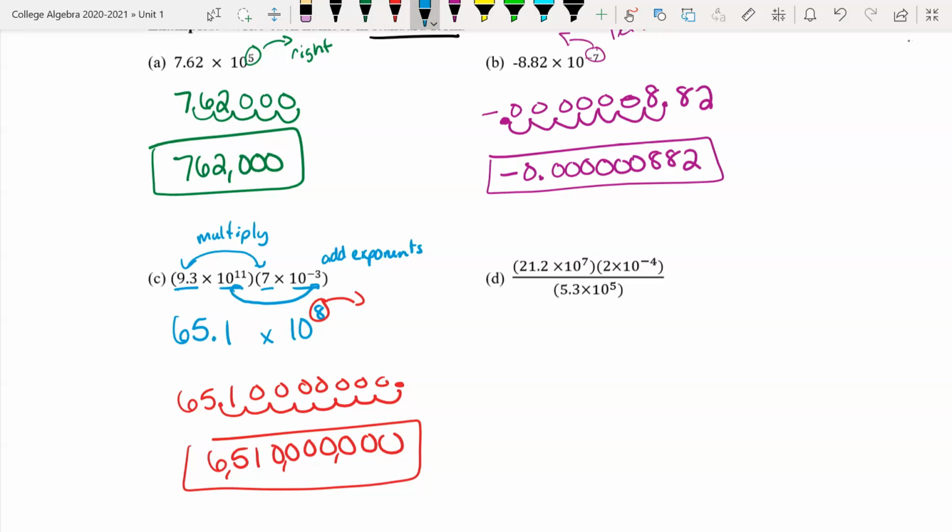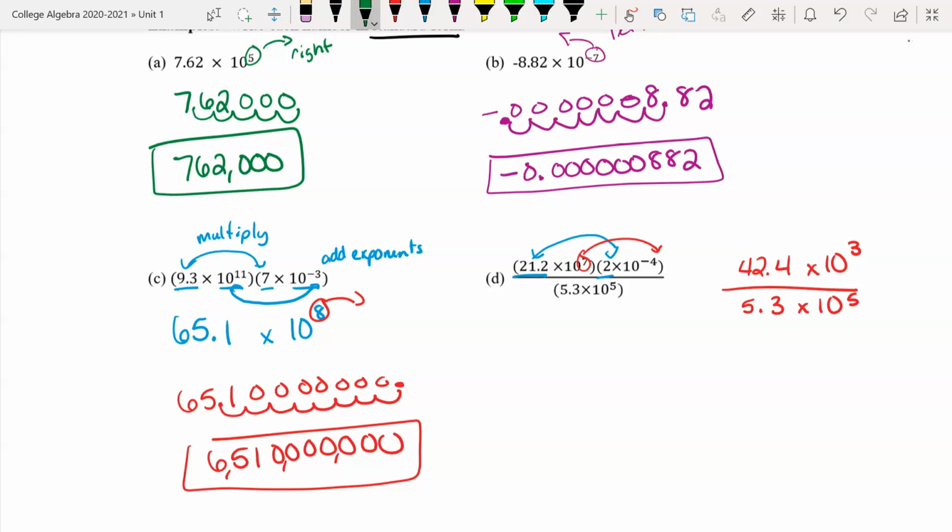All right. So multiplication's not too bad. I think the division one's the harder one, so be careful. Go ahead and do the top first because there's 2 here. So same thing, we're going to multiply. We're going to add our exponents. So 21.2 times 2 is 42.4 times 10 to the third, because I would do 7 minus 4 when I'm adding. Now on the bottom I have 5.3 times 10 to the fifth.